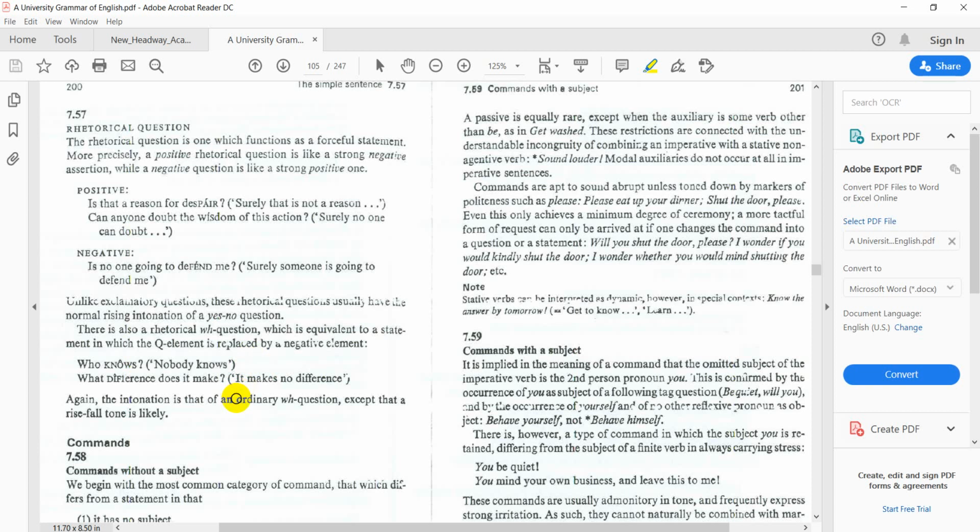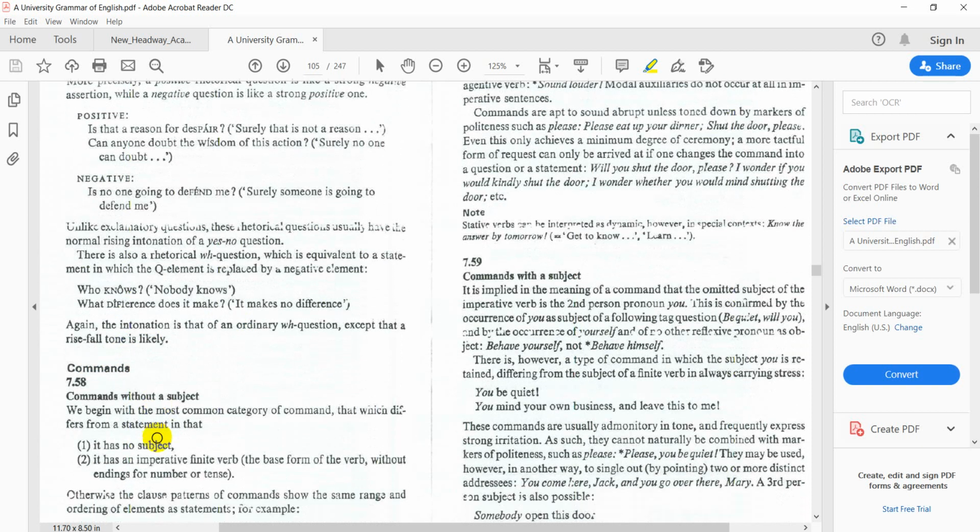It seems that there is no difference. Again, the intonation is that of an ordinary WH question, except that a rising full tone is likely.